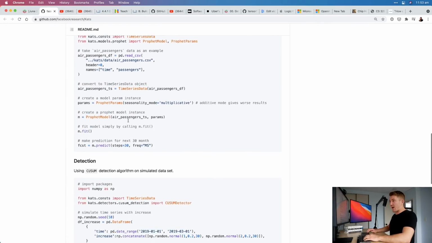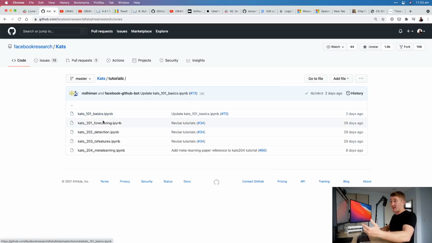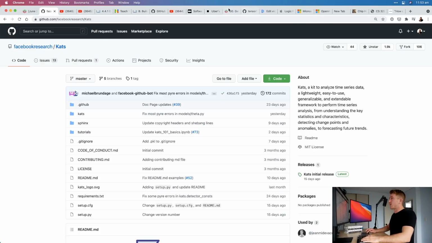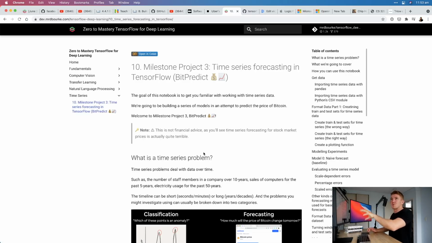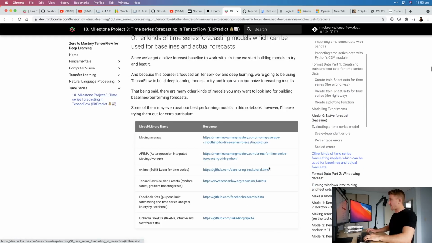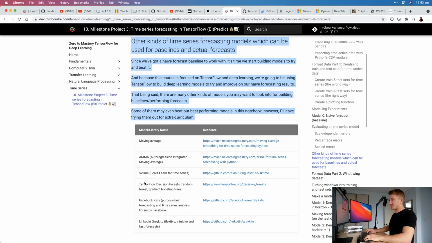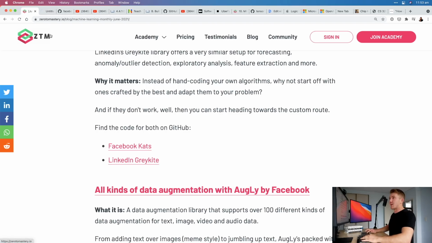But there's some great examples here. If you'd like a tutorial, it goes through time series basics or CATS basics, forecasting, so if you'd like to predict a number in the future, detection, which is like time series classification. This is one of the extracurriculum resources that I've linked for the time series module of the TensorFlow course. Of course, the course is focused on TensorFlow, but there are other libraries that I've put here. If we go to other kinds of time series, this is extra resources. If we see here, Facebook CATS, beautiful. We can leverage the technologies used by the best in the business, as well as LinkedIn Greykite, which is very similar.